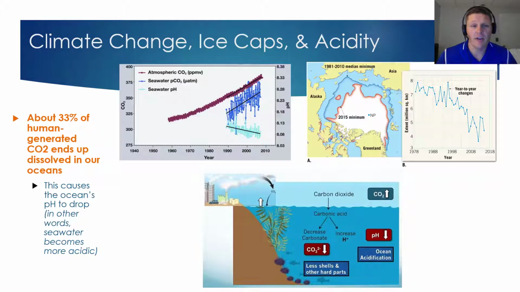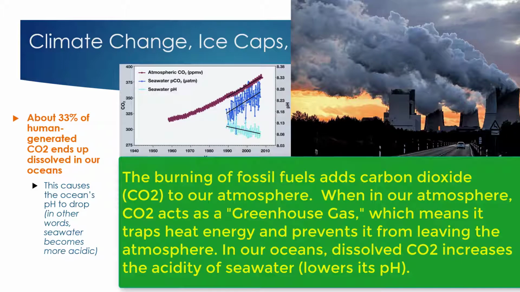The final consideration in this video podcast is climate change, ice caps, and acidity. Due to the burning of fossil fuels, we are adding enormous amounts of carbon dioxide to our atmosphere. However, climate change doesn't only affect the atmosphere, it also affects our oceans. In fact, about 33% of human-generated carbon dioxide ends up dissolved in the ocean. As this graph shows, atmospheric carbon dioxide levels have been increasing since the Industrial Revolution. But it's also important to note that as carbon dioxide levels in our atmosphere have increased, so too has the amount of carbon dioxide dissolved in our oceans, which is shown by the blue plot on this graph.